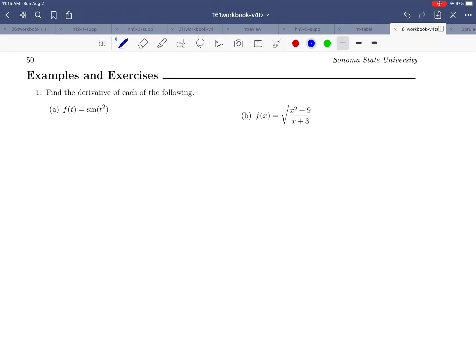Hi everybody. In this video we will be doing exercise 1b on page 50 of the workbook. They're asking us to take the derivative of the function f of x equals the square root of x squared plus 9 over x plus 3. I want to start by reminding you that square roots are equivalent to 1/2 powers. It usually makes the derivative easier to take if you make that observation.